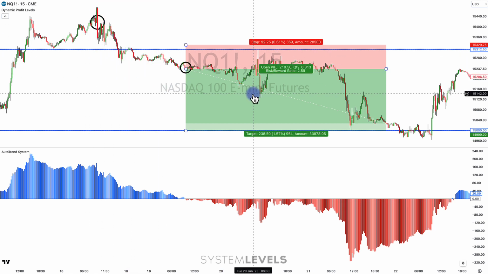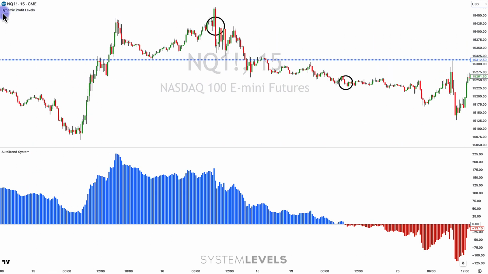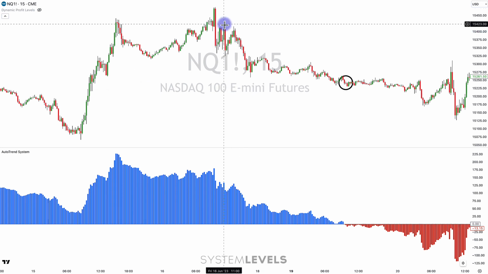So let's have a look on how you can do that using divergence. I'm just going to go ahead and remove the dynamic profit levels from our chart. We don't need it right now, so we can focus on what is divergence.